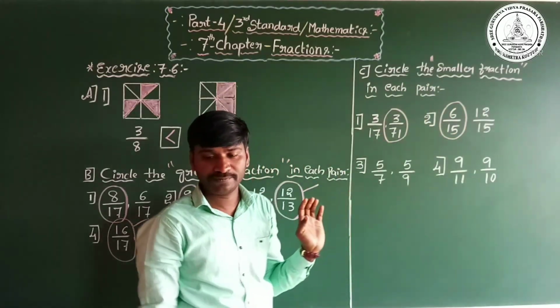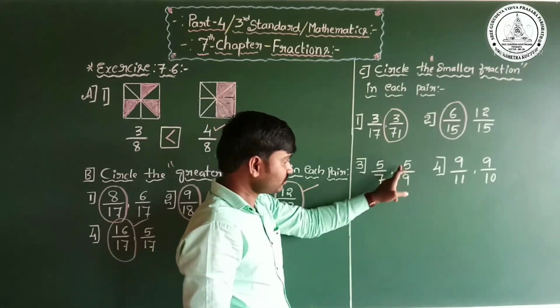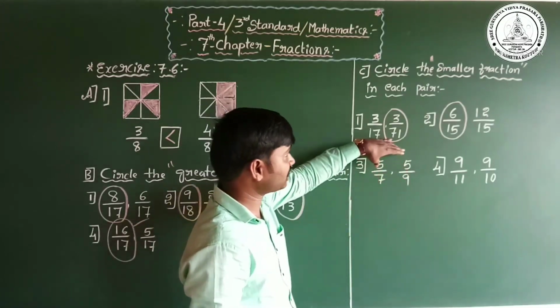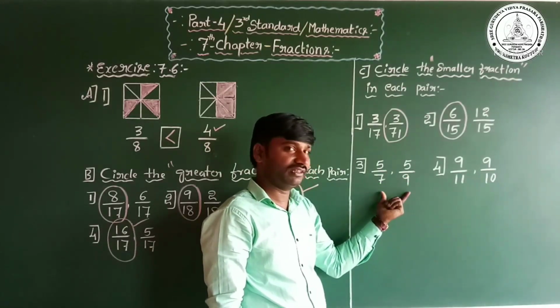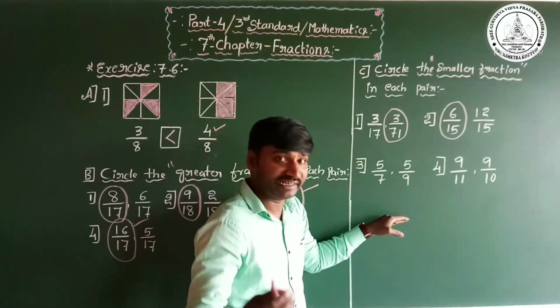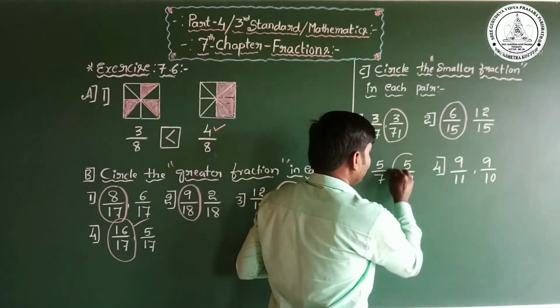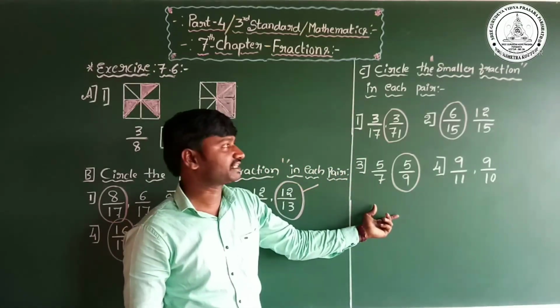Yes, dear student, clear? Yes, the next third one is 5 by 7 and 5 by 9. In the given fractions, the numerators are the same. In these fractions, the fraction whose denominator is greater is the smaller fraction. That is the smaller fraction.